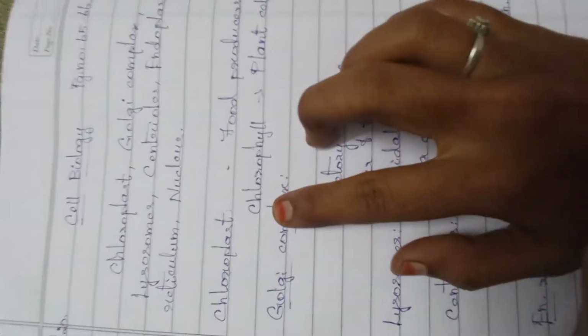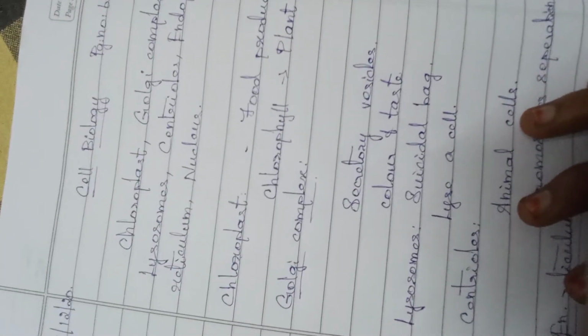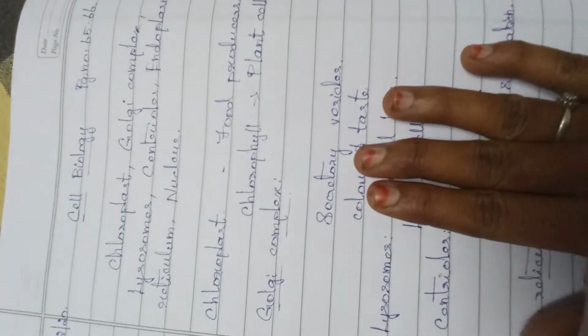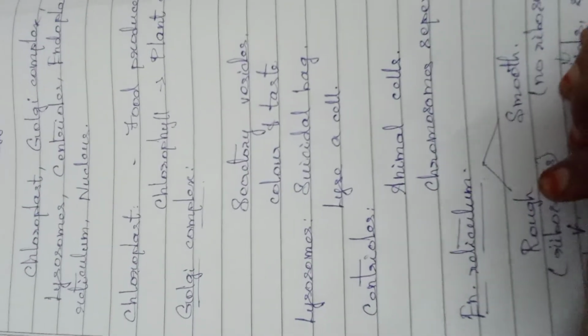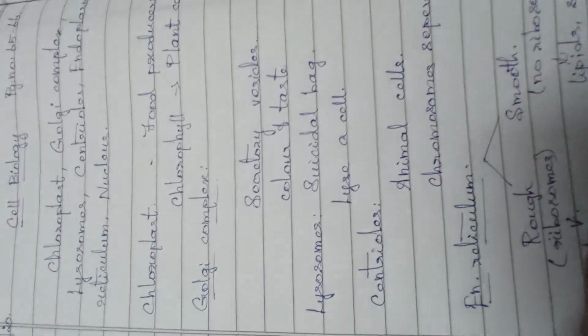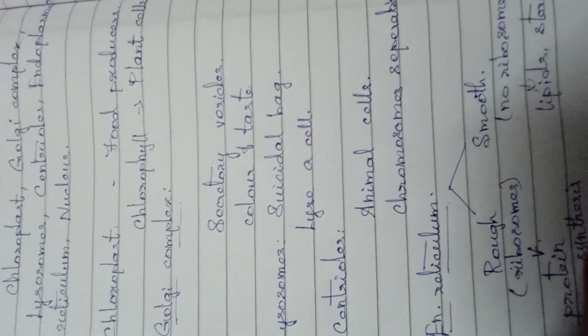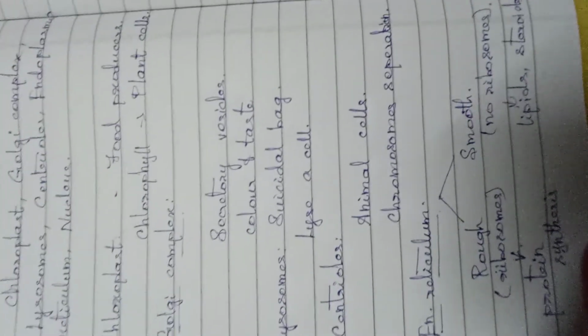So what are the organelles we have discussed today? First, the chloroplast, which contains the chlorophyll pigment and is present only in plant cells. They are called food producers because they produce food. Then the Golgi complex, which is associated with secretory vesicles that give the color and taste of a fruit. Then the lysosomes, also called suicidal bags, because they lyse a cell so that new cells can be produced. Then the centrioles, present only in animal cells, which help in chromosome separation during cell division.